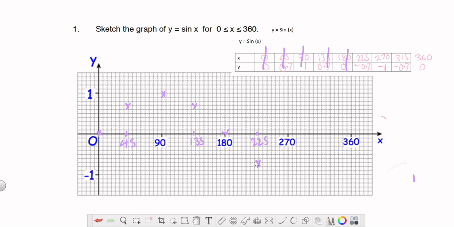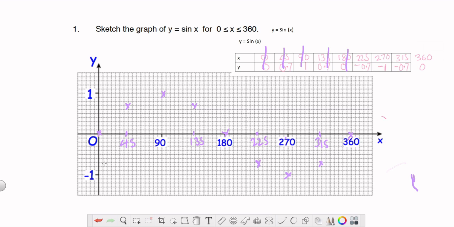Right there. Sine 270. Sine 270 is minus 1. Sine 315. 315 is right there. What's that? Minus 0.7. And this one's easy to plot, so 360.